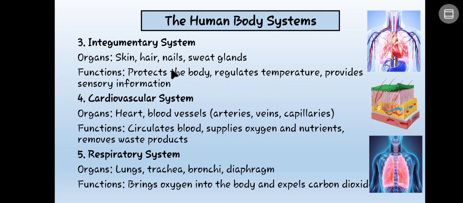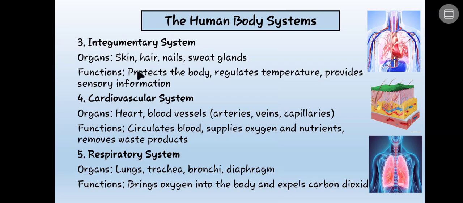Now, the integumentary system. If you say integumentary system, more commonly the organ that comes to mind is the skin. But we have other organs like the hair, the nails, and the sweat glands. These are all organs of the integumentary system. You can see the hair over here, the nails, the sweat glands. These all form part of the integumentary system.